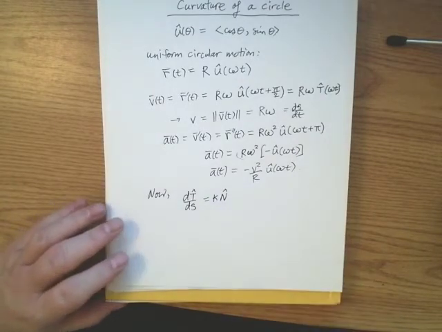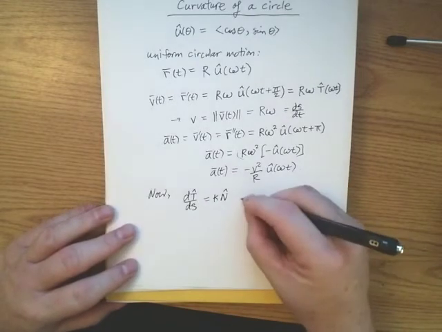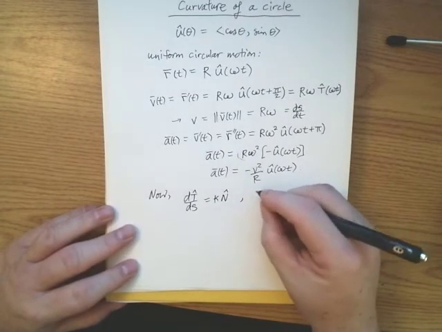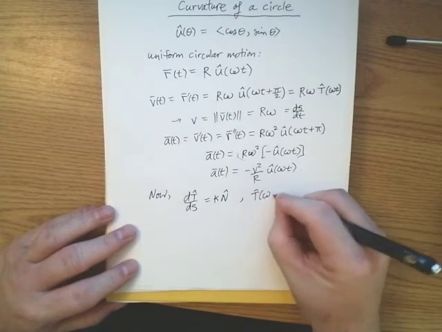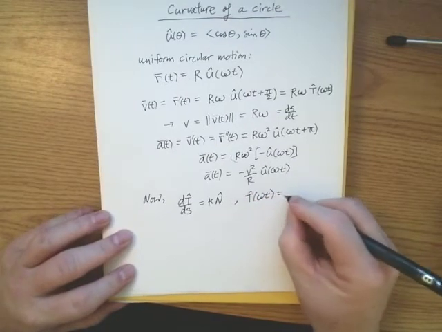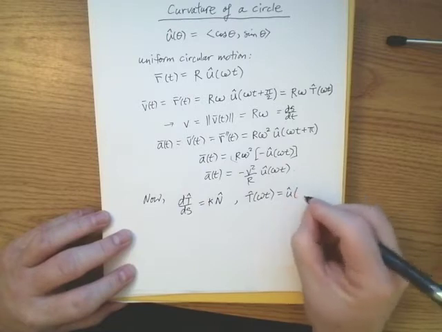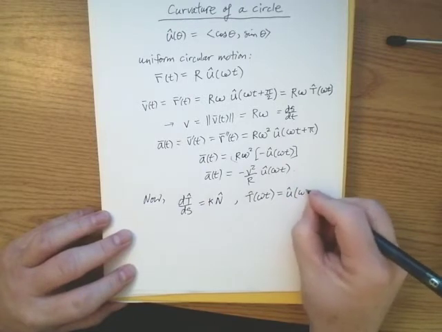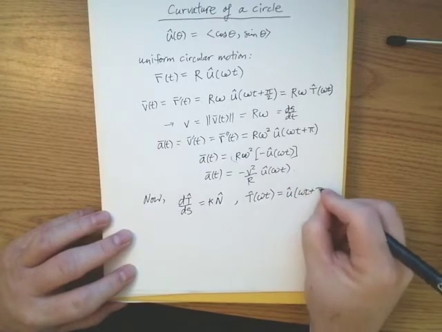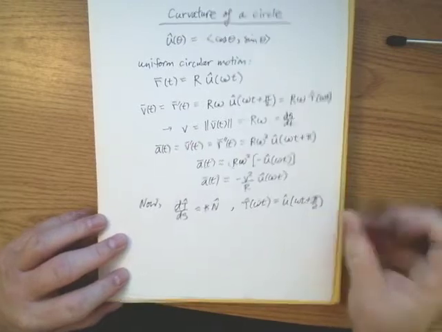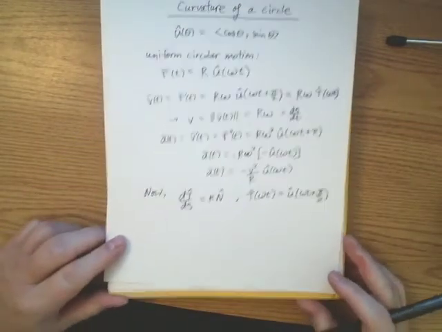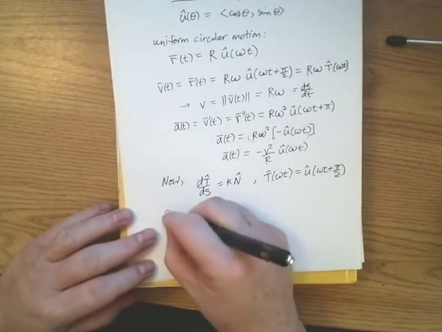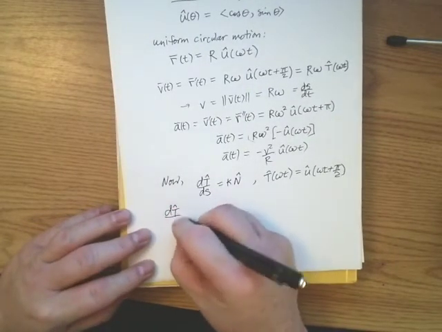All righty? Now, let's mention here that t hat of omega t was u hat of omega t plus pi over 2. We saw that up here, right? Okay, remember that? Let's go ahead and look at this derivative here.